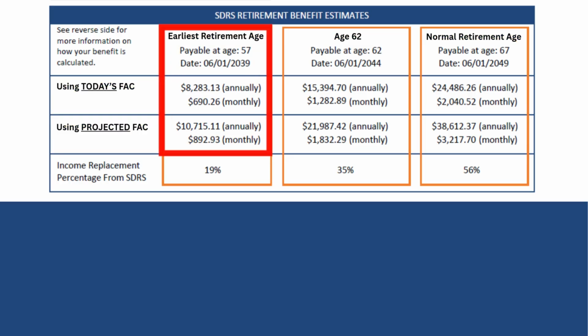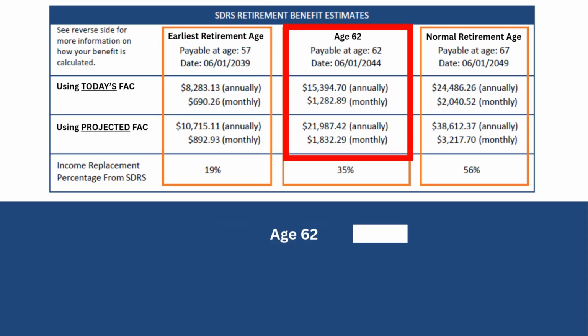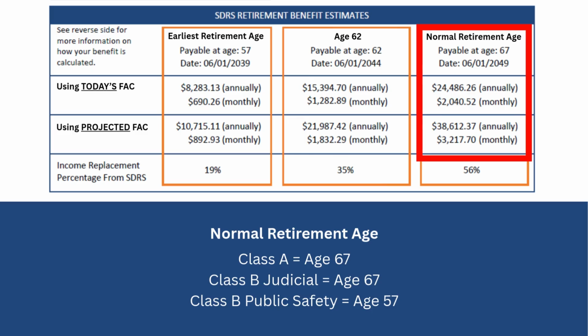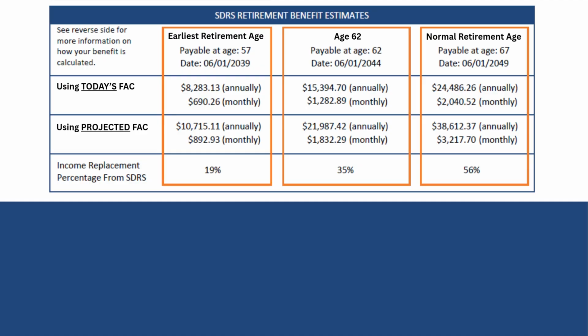On your statement, the first column shows your benefit estimates at your earliest retirement age. The next column of benefit estimates is at your age 62. The last column shows your benefit estimates at your normal retirement age. If you were past the ages in any of the columns, the estimates in that column will either be as of the statement date or not presented.